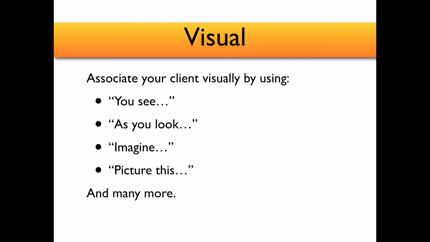The first one is visual in the VAKOG collection there. Look at our visual elements. You associate your client visually by using words such as: you see something in front of you, or as you look over the horizon, or imagine what it would look like, or picture this. There are many other words you can use that really lead in a visual sense, so that our client starts to create these visual pictures internally, these visual internal representations, as we're taking them through the hypnosis script.